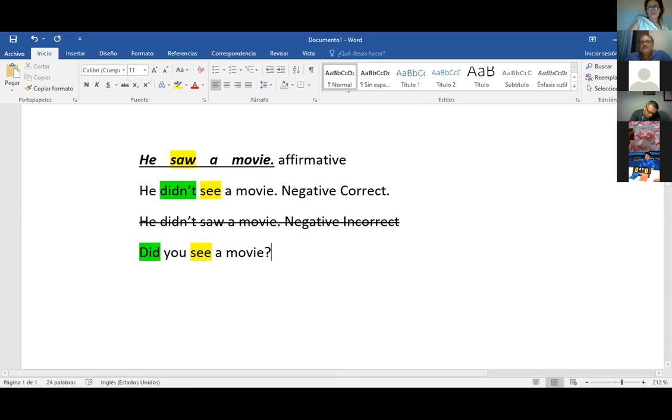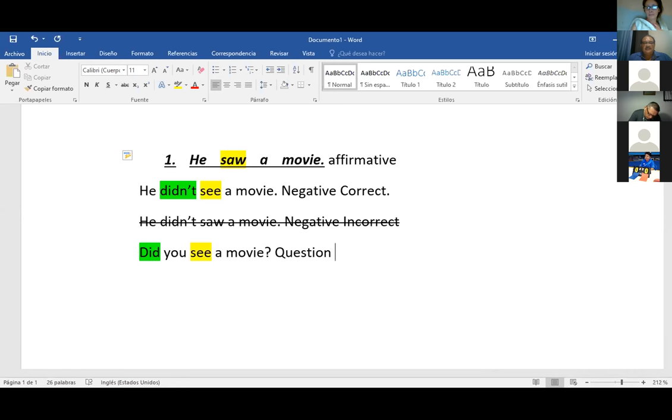Questions? El último teacher, sin el auxiliar, ¿cómo sería? Sería, you saw a movie. The last one. Did you see a movie? Está utilizando el auxiliar did. Si se fuera sin el did, sería you saw a movie. This is a question. Okay. Si le omite el did, ya no es question. Ya lo entendí.